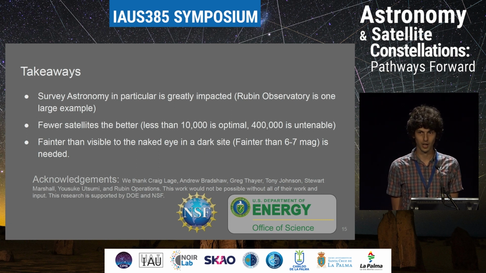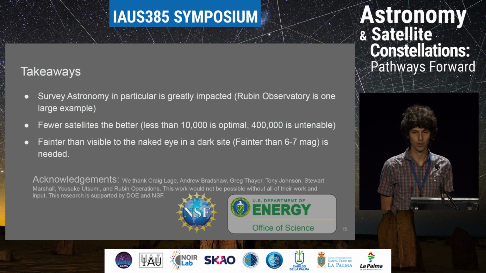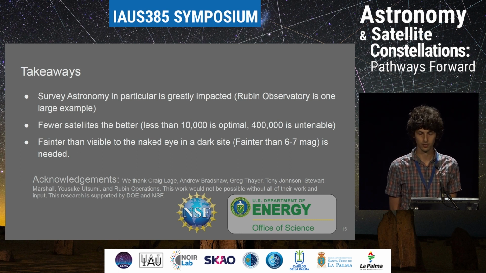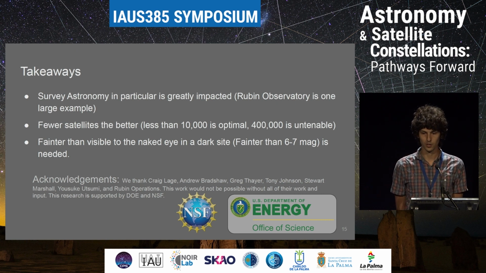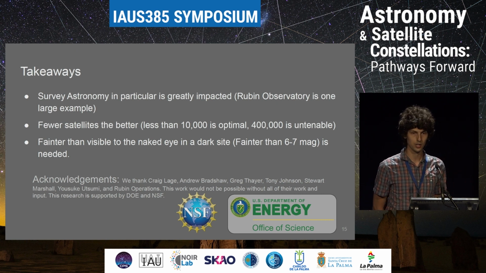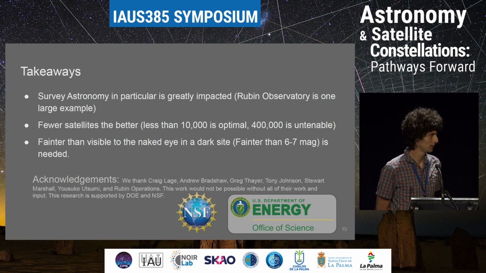400,000 is kind of untenable. We're getting to the point where we lose more data than it's really worth to start making surveys, potentially. And then fainter than visible to the naked eye is necessary to have the type of error that is usable for most things and to not get a bunch of alerts that make our survey really bogged down. So that's my talk. Thank you for having me.